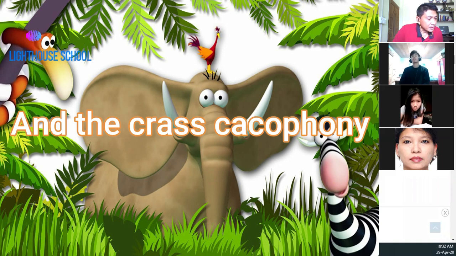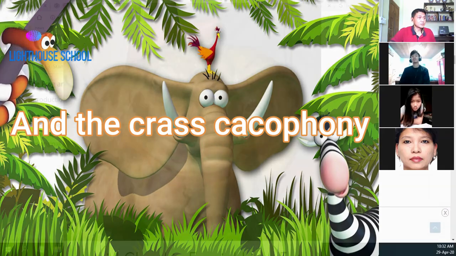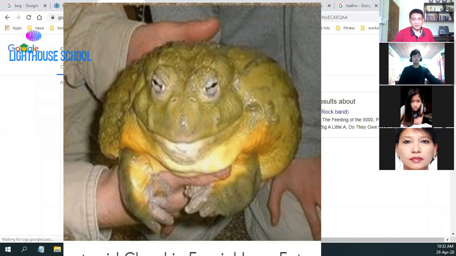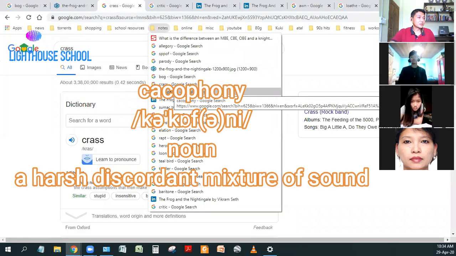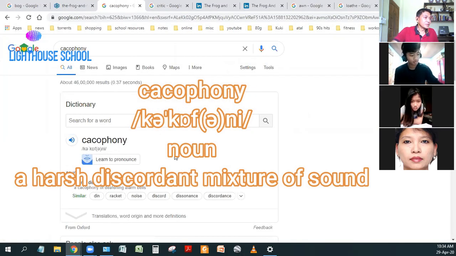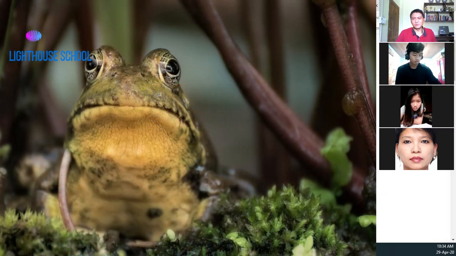And the crass cacophony. Let's look at the meaning of crass first. It's another word which means stupid. In simple words, the dictionary says showing no intelligence or sensitivity. Now the next word is cacophony. It means a very harsh or a very loud and unpleasant noise. It's similar to, let's say, a truck or a bus horn, which you really don't like to hear. So what the frog would do is, regardless of who is around him, he would sing.